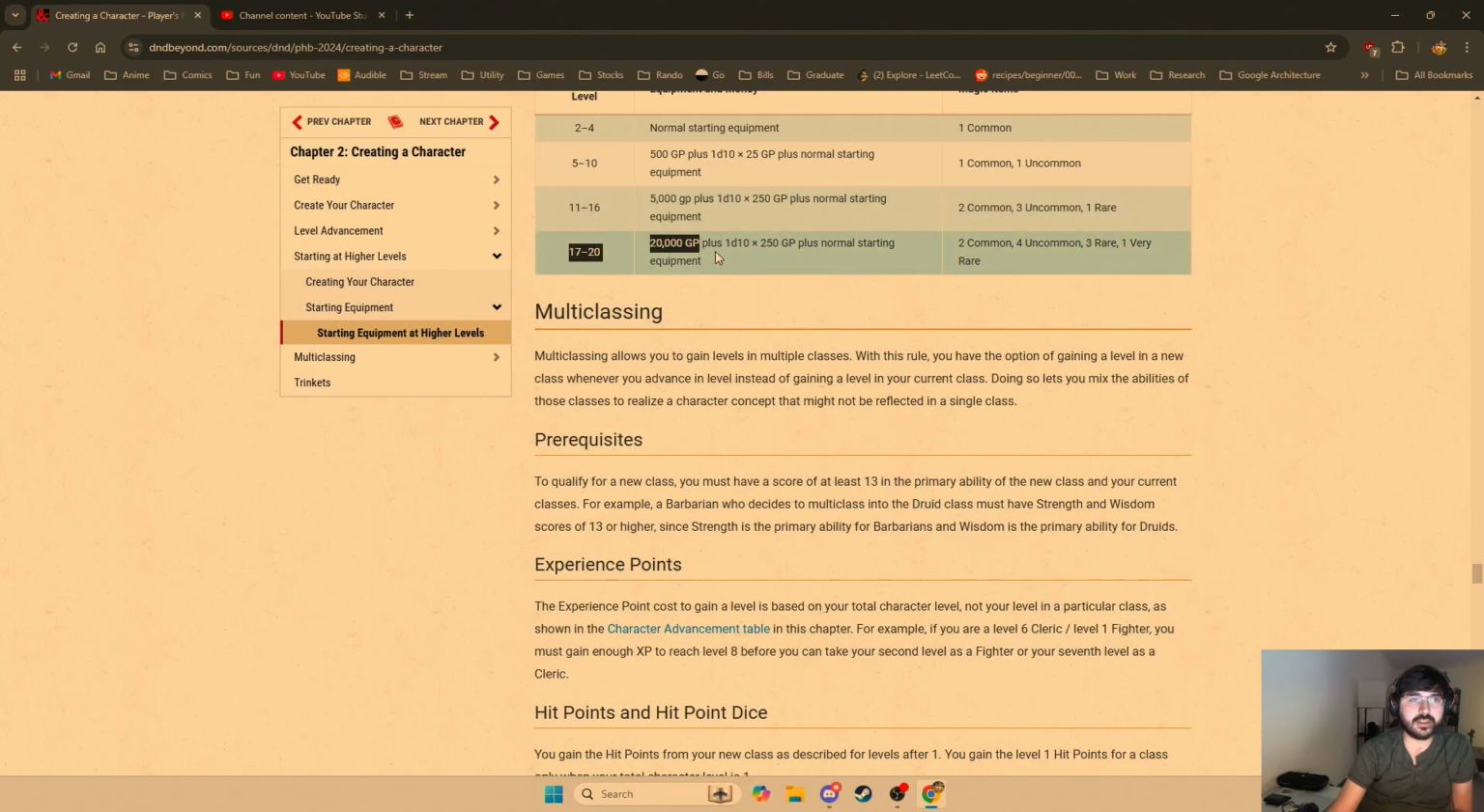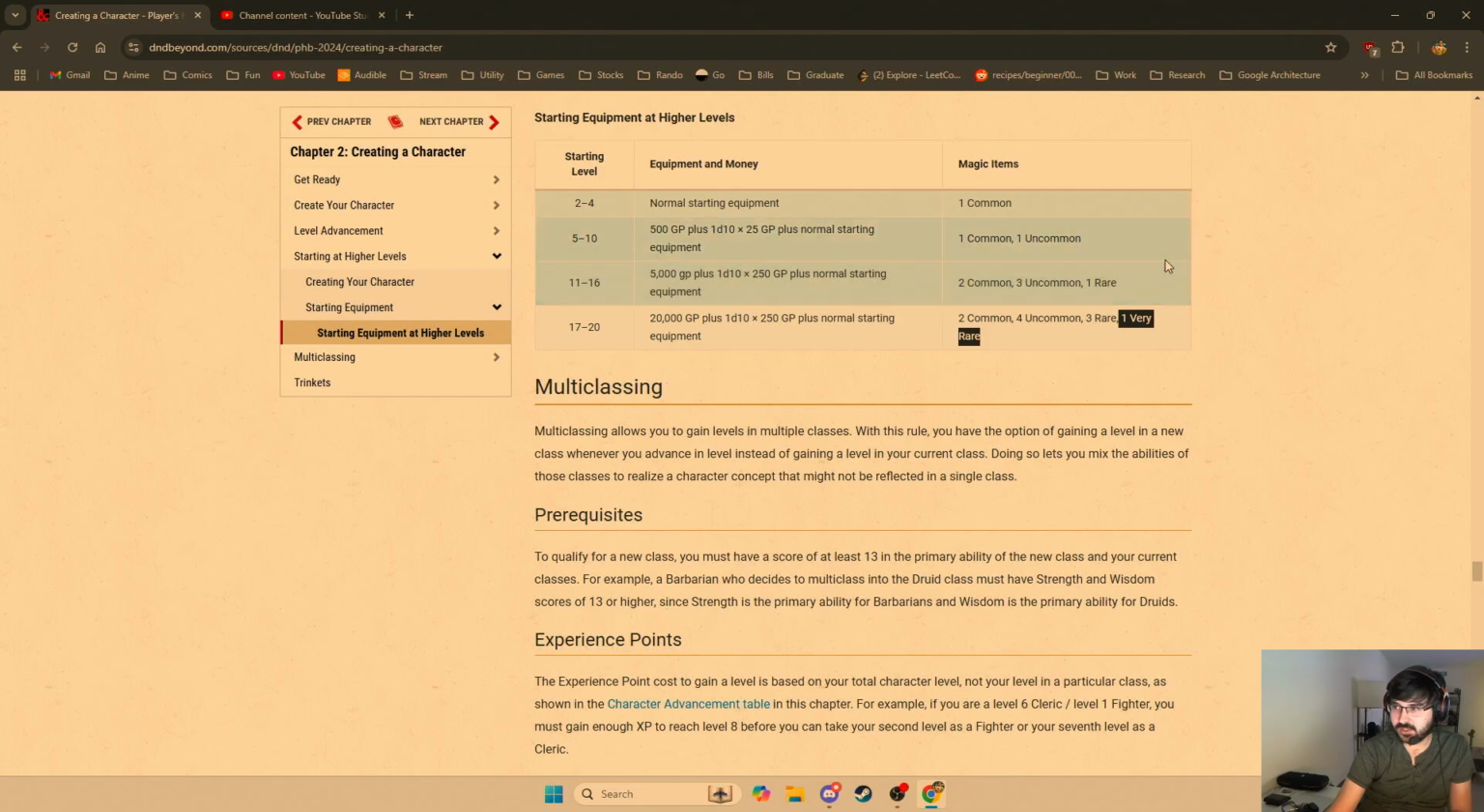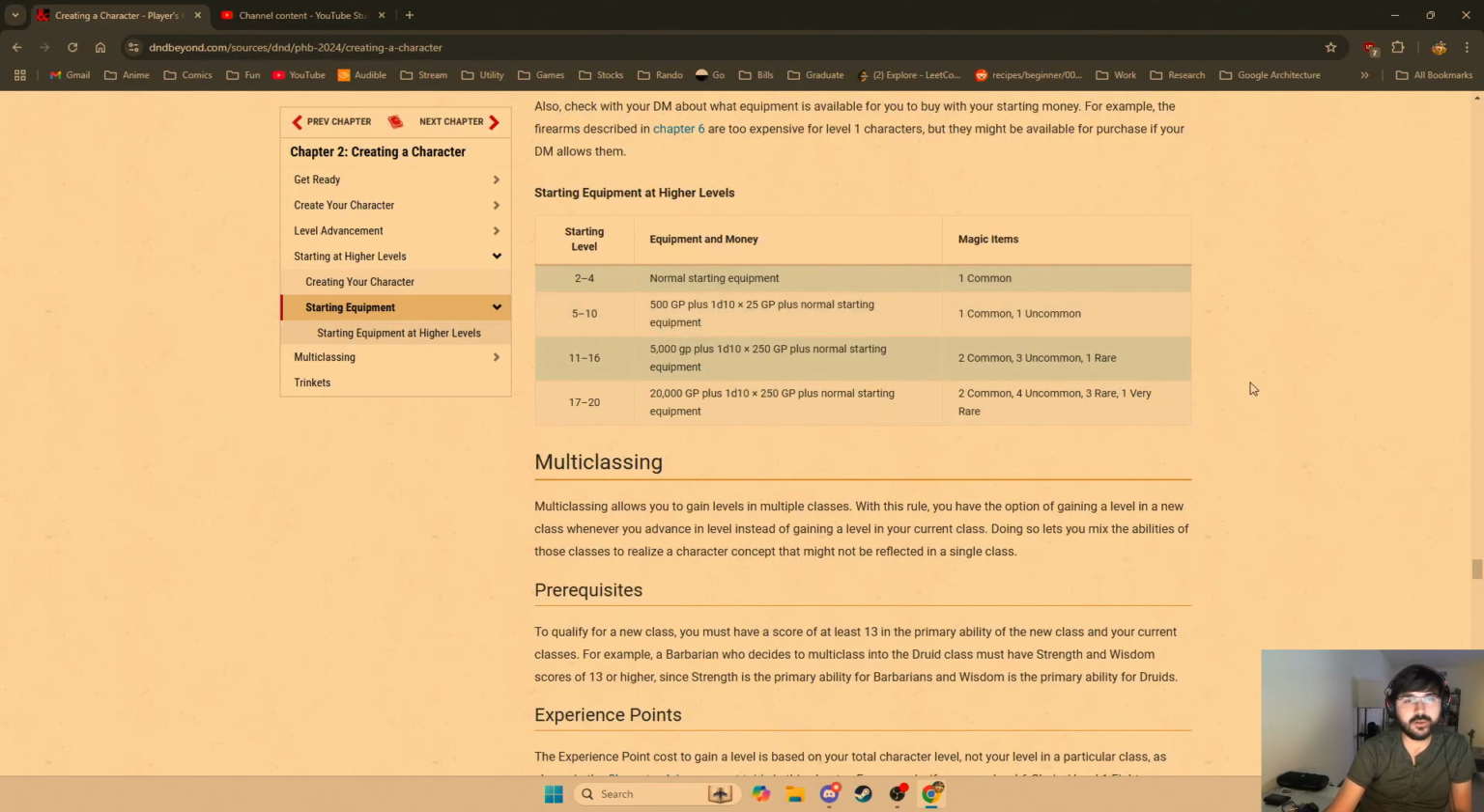If you're starting at this level, you're on a power fantasy. Like you're so powerful, it's not even funny. 20,000 gold pieces, 1d10 of 100 or 250 gold pieces plus your standard starting equipment, and then on top of that, you get 2 common magical items, 4 uncommon magical items, 3 rare magical items, and a very rare magical item. Your very rare are literally going to be like legendary whispers of items. You are going to be so powerful starting out the gate.